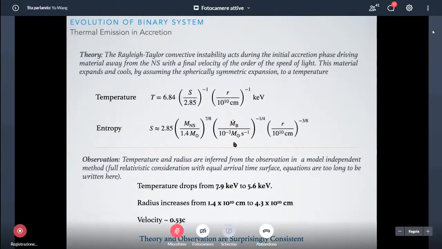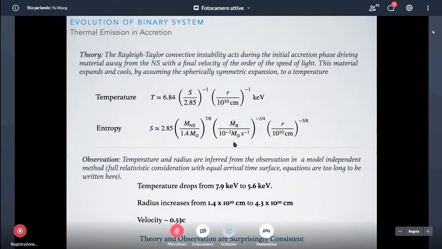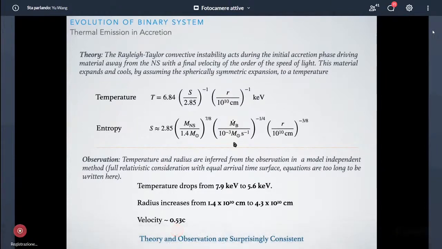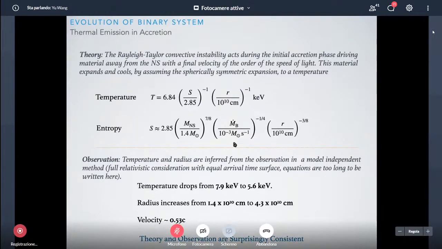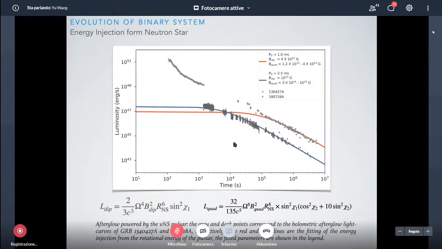And when we put the values in, we get exactly the temperature dropping from 7 keV to 5 keV at an increasing radius of the order of 10^10 centimeter. So theory and observation are surprisingly consistent. So we have introduced the early emission before the shock breakout and prompt emission. We have seen that our theoretical picture is consistent with observation.